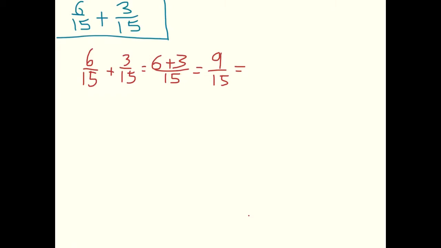So what can go into 9 and 15? Well, 3 can. So how many times does 3 go into 9? Well, let's do this. This will make it easier. Divided by 3, divided by 3. Okay. So 9 divided by 3 is 3, and 15 divided by 3 is 5. And your answer is 3 over 5.